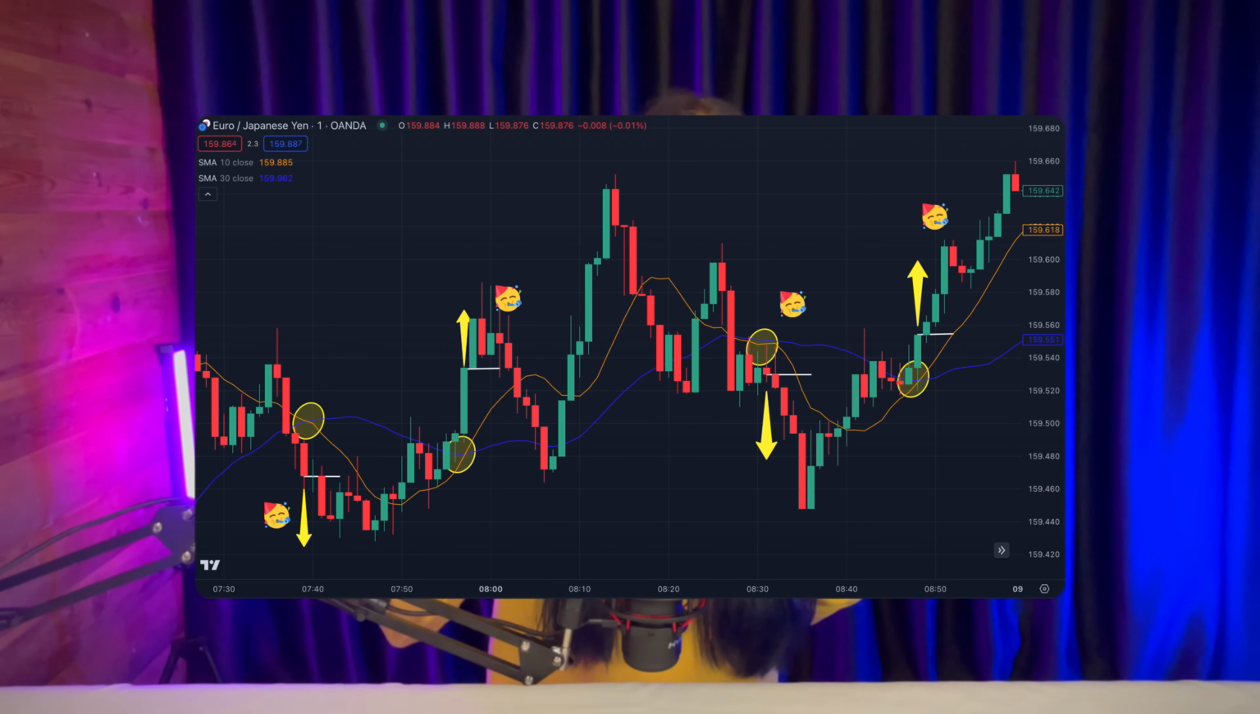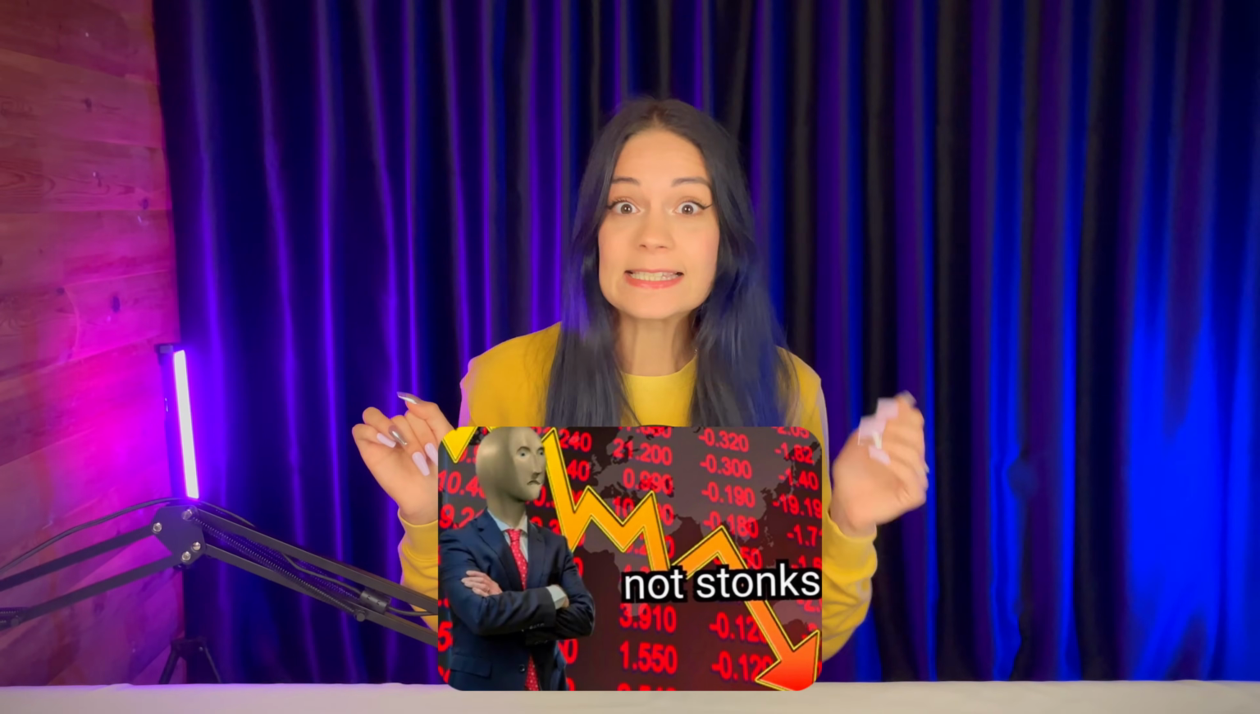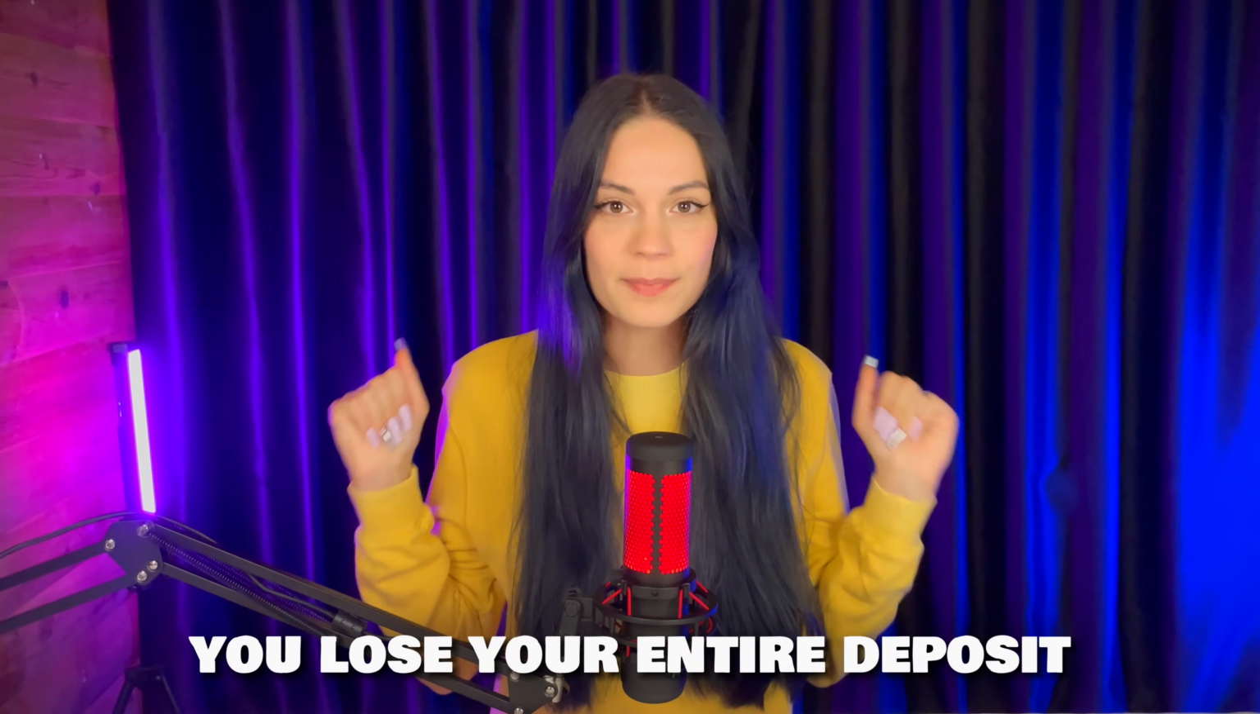And after 5 successful deals, when you already believe that moving average is your best friend, he will break your heart, and it's gonna be broken in 1,000 pieces, and you lose one trade after another, even though you haven't changed your strategy and you're doing everything right. And this continues until you lose your entire deposit.